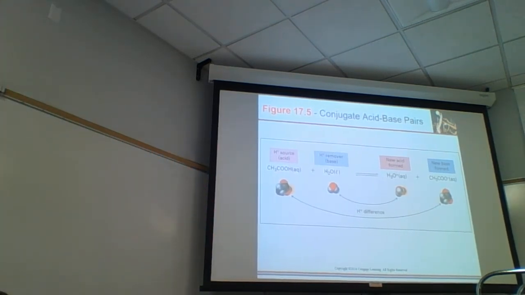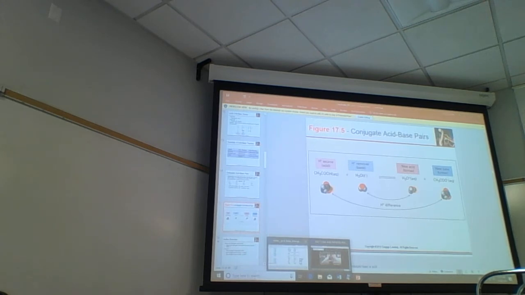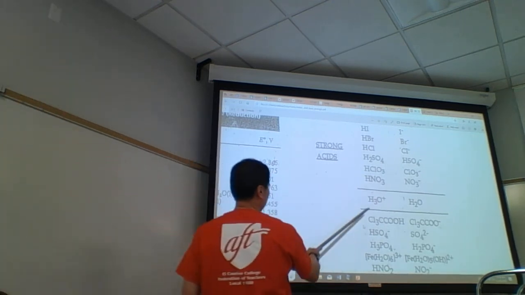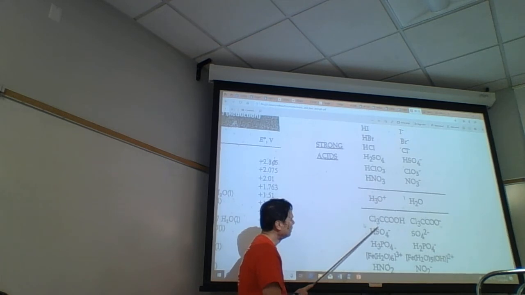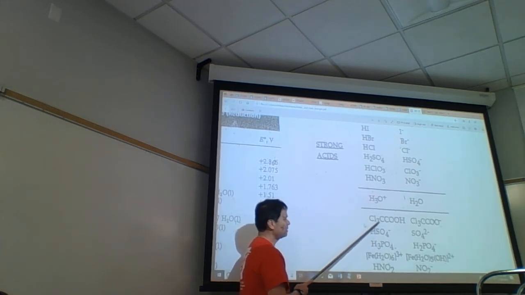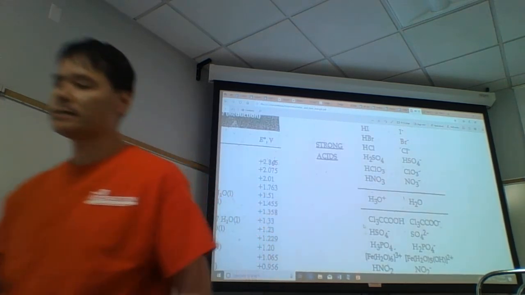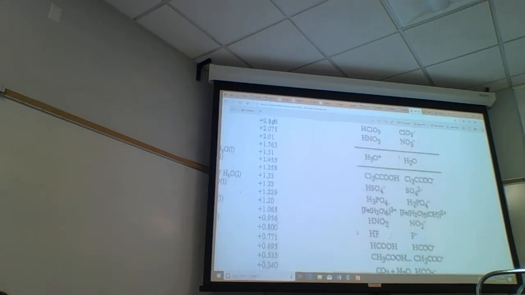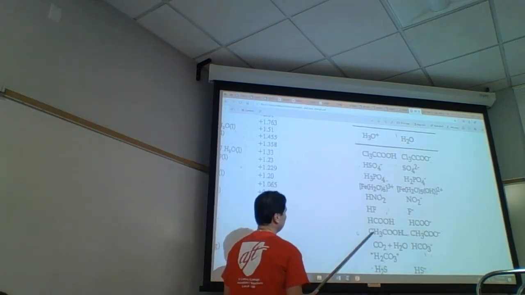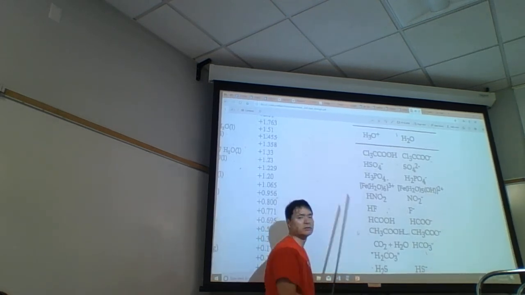So we need to consult the chart here. Okay, where is hydronium? Hydronium's here. Where's acetic acid? This looks like acetic acid, but it's not. You know why? Acetic acid is CH3. This is CCl3. There are 3 chlorines. That's trichloroacetic acid. Trichloroacetic acid is fairly strong. There's acetic acid. Acetic acid is way down here. And so which one's a stronger acid? Hydronium or acetic acid? Hydronium is a stronger acid.